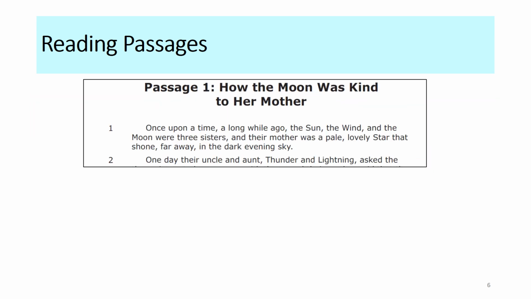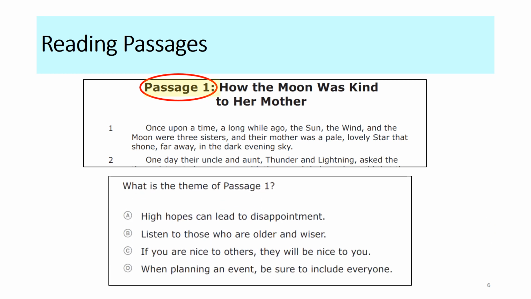You will notice that each passage is titled Passage 1, Passage 2, and so on. This is important because when you get to the test items, they may reference this title instead of the full title of the passage. When this item asks about the theme in Passage 1, you will know that the item is asking about the story, How the Moon Was Kind to Her Mother.